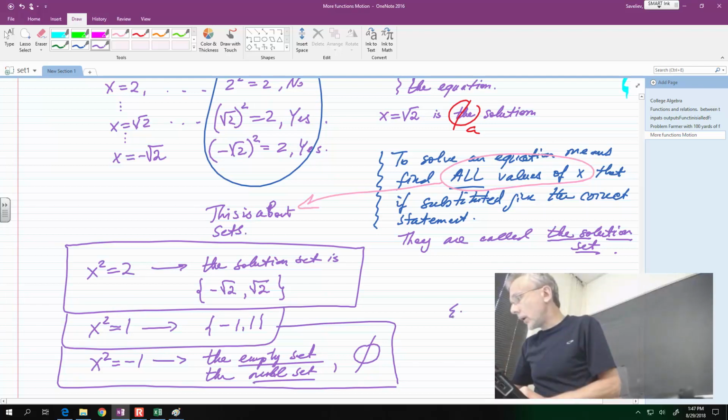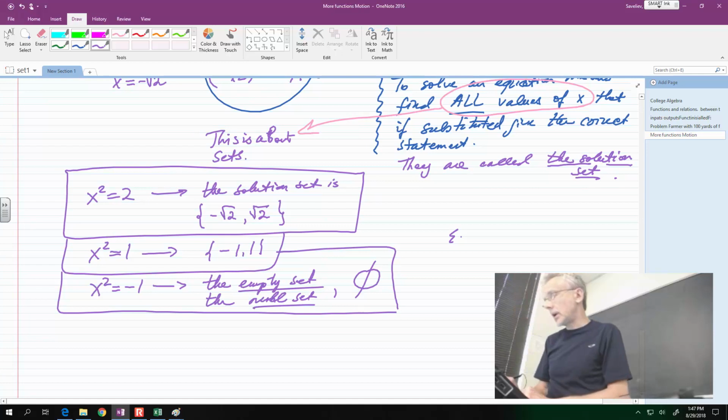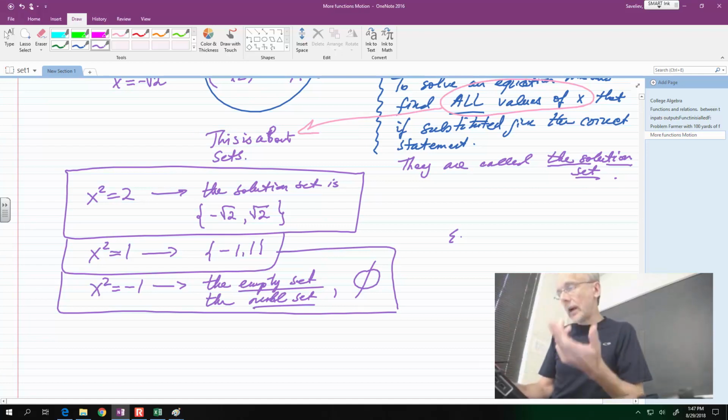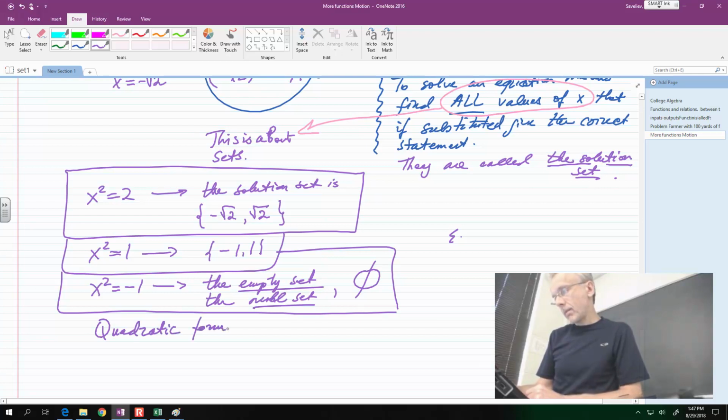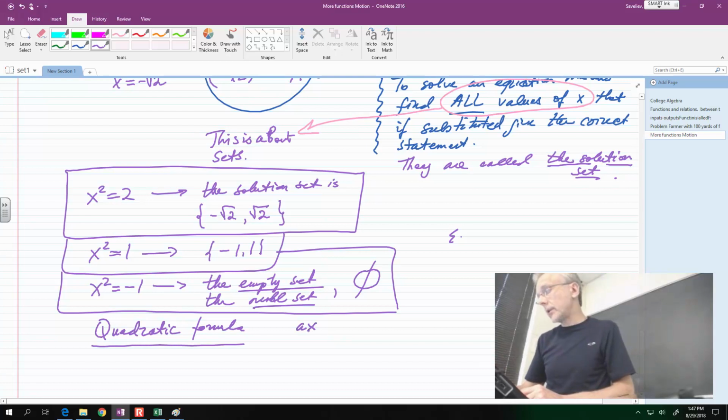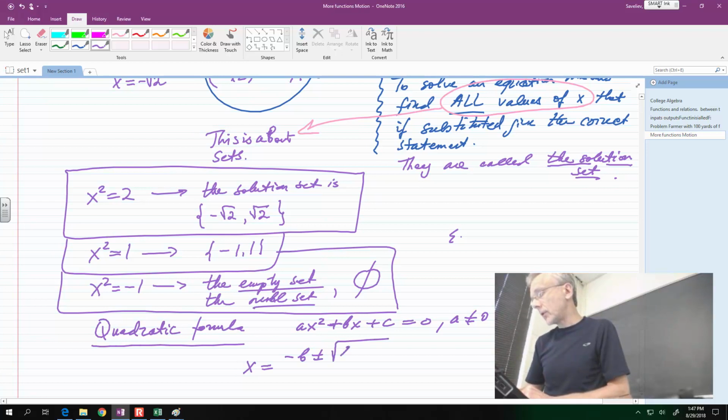So equations. Let me, I have a couple of minutes left. A quadratic formula will always give you your solution set, but it varies. Quadratic formula: ax squared plus bx plus c, remember this one, is equal to 0. It depends on a, b, and c. A is not equal to 0. And then the quadratic formula says x is equal to, so it gives you the answer right away, negative b plus or minus the square root of b squared minus 4ac, over 2a.